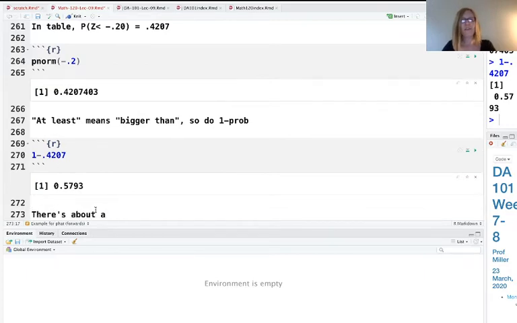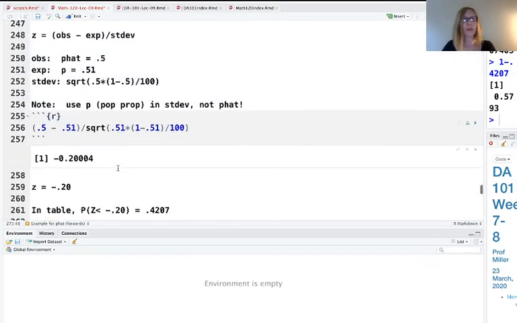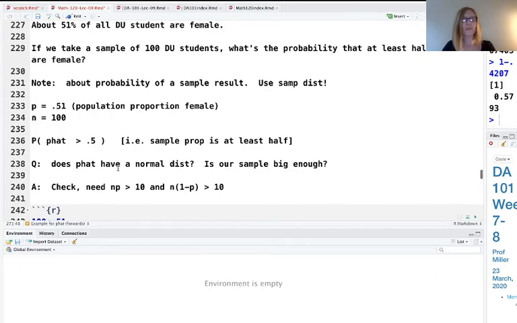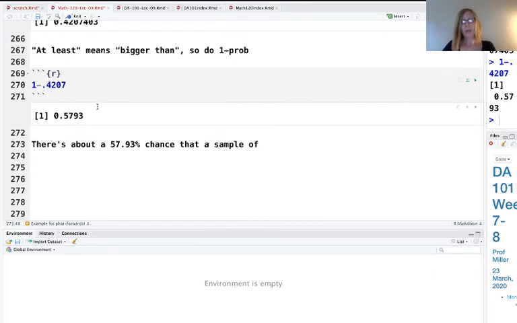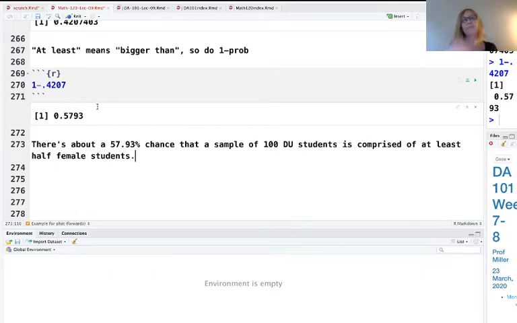Let me run that in there and type a sentence. There's about a 57.93% chance that a sample of, how many students did we have? It was 100, right? Yeah, 100. A sample of 100 Denison students is comprised of at least half female students. The end. We have answered a probability question about a particular sample result.